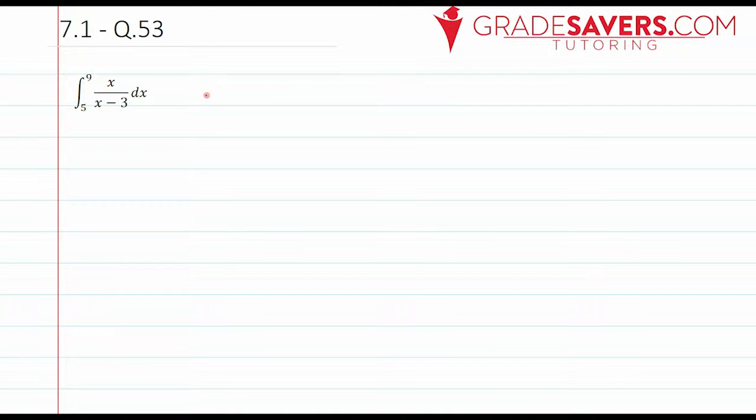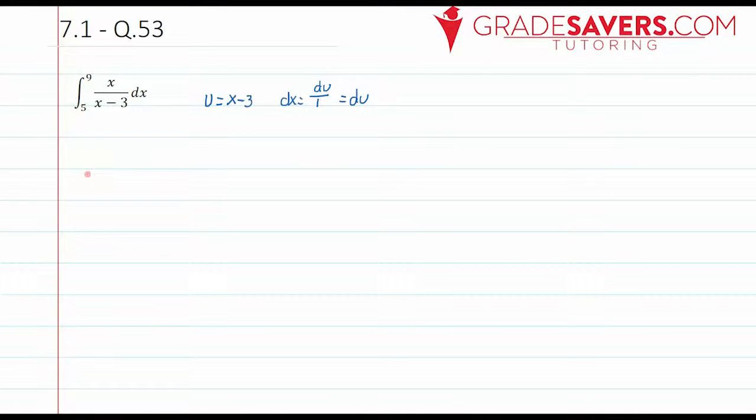Let's begin by selecting a u. We will select u to be x minus 3 in this case, which means dx is equal to du over the derivative of x minus 3, which is just 1. And that means du over 1 is equivalent to just du.